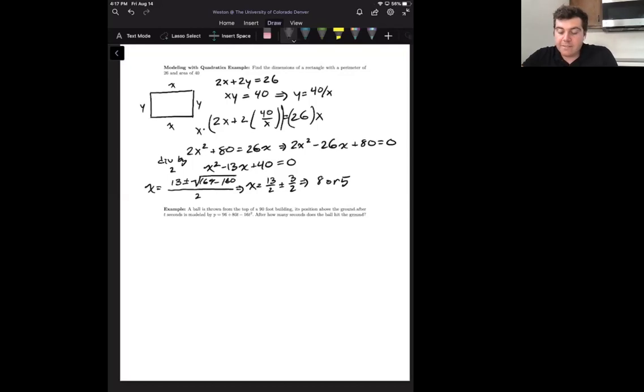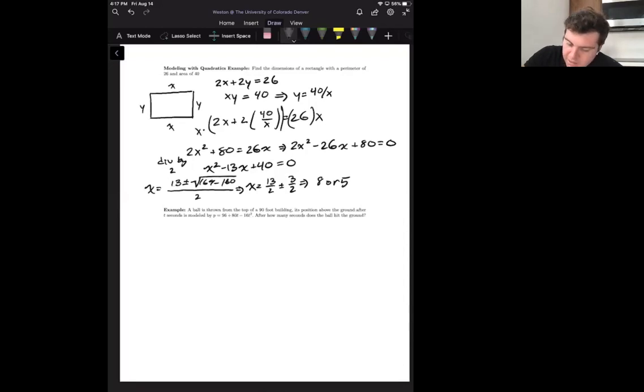And we'll see that these are the two dimensions. If x is 8, then y ends up having to be 5. We can get that by just looking at our condition that x times y equals 40. So if x equals 8, then 8 times y equals 40. So y equals 5. And similarly, if x is 5, then y is going to have to be 8. So our dimensions are 5 by 8.